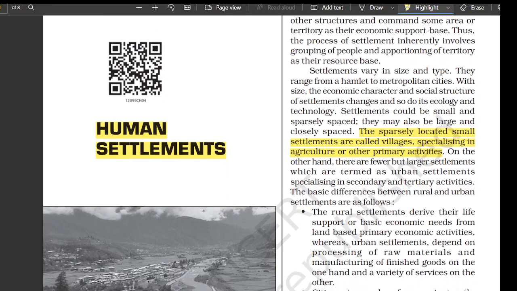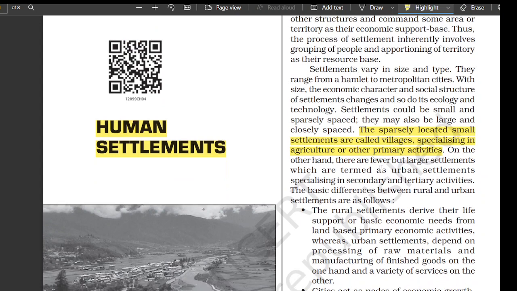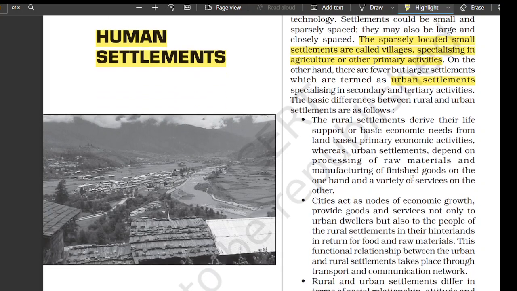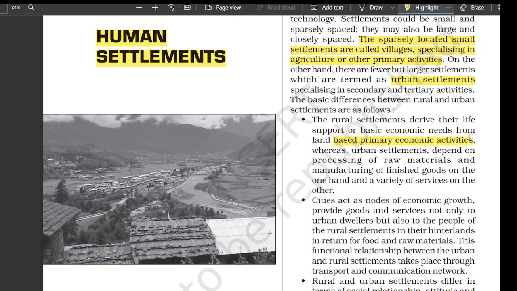On the other hand, there are fewer but larger settlements which are termed as urban settlements, specializing in secondary and tertiary activities. The basic differences between rural and urban settlements are as follows. The rural settlements derive their basic economic needs from land based primary economic activities, whereas urban settlements depend on processing of raw materials and manufacturing of finished goods on one hand and a variety of services on the other.